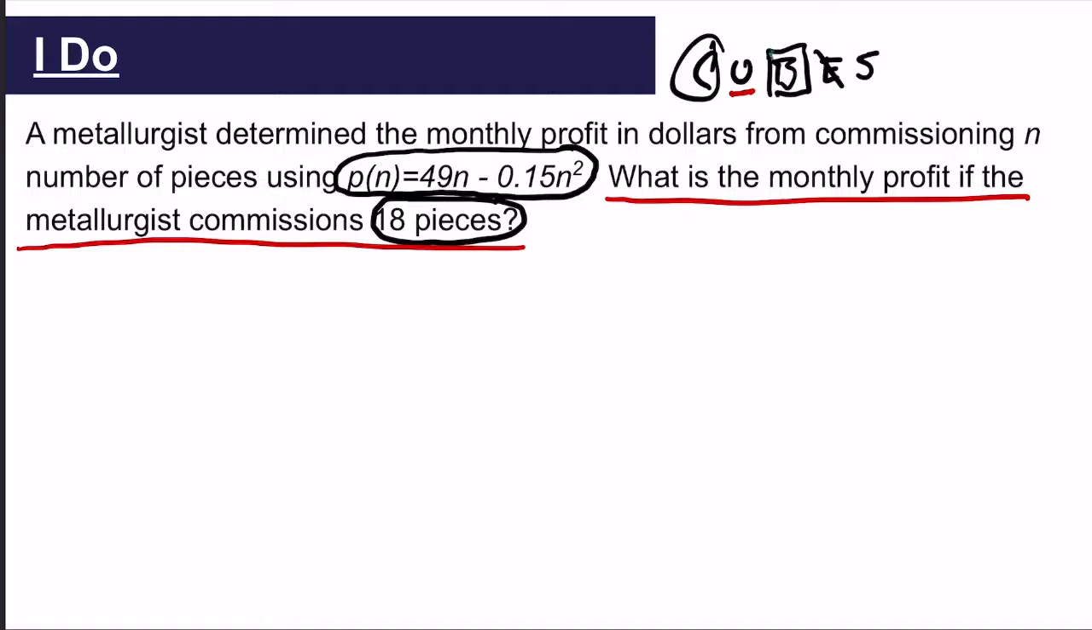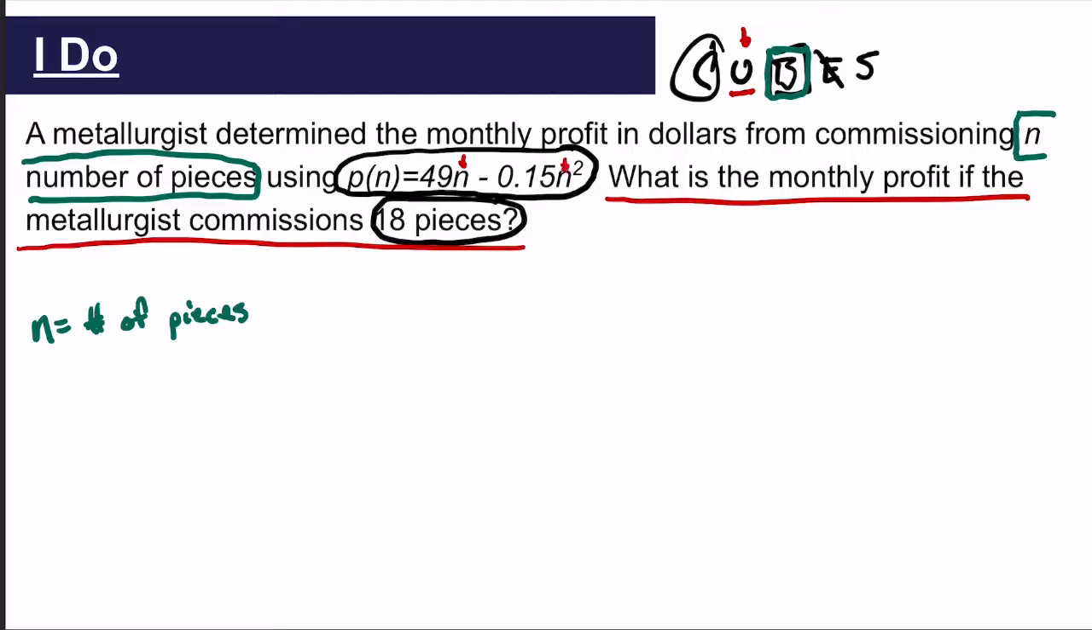Let's box important words in green. What's really important here is we're commissioning n number of pieces. So that tells me n equals number of pieces. And how is that going to help? Well, we underlined our question. Our question is, what is the profit of the metallurgist of 18 pieces? We know n right here, and n is going to be the number of pieces, and we already know that number is going to be 18.